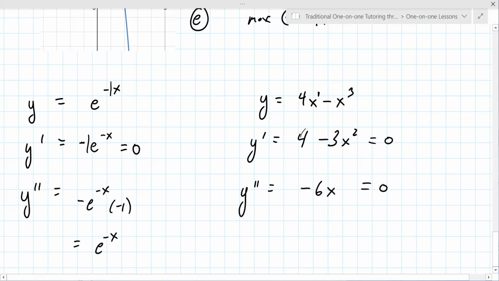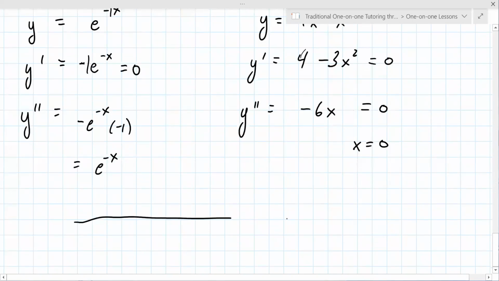And that equals 0 when x equals 0, but that's not very helpful because on your derivative line, it's not a break in the domain. It's just where they split at 0. So this one is nothing.